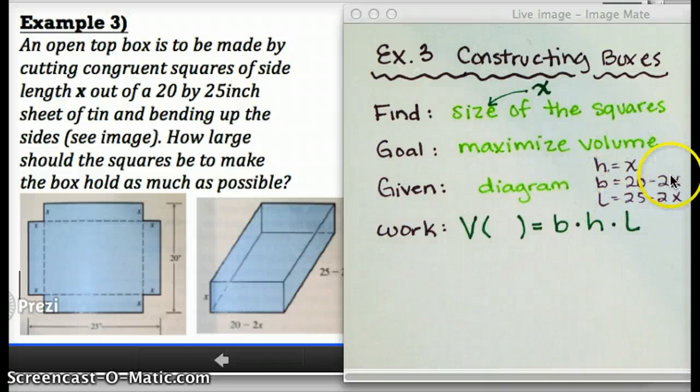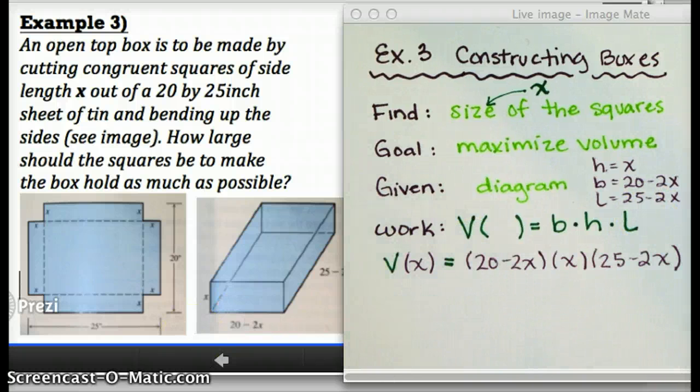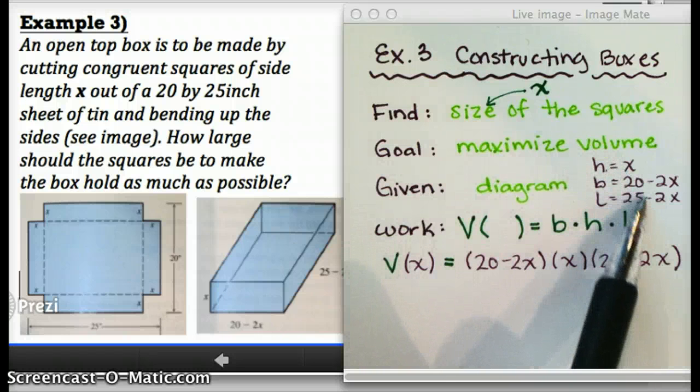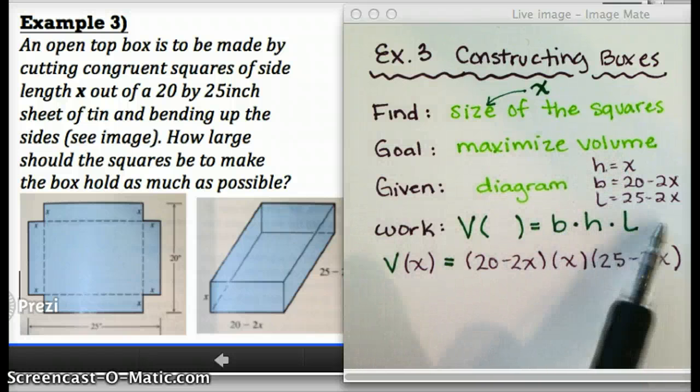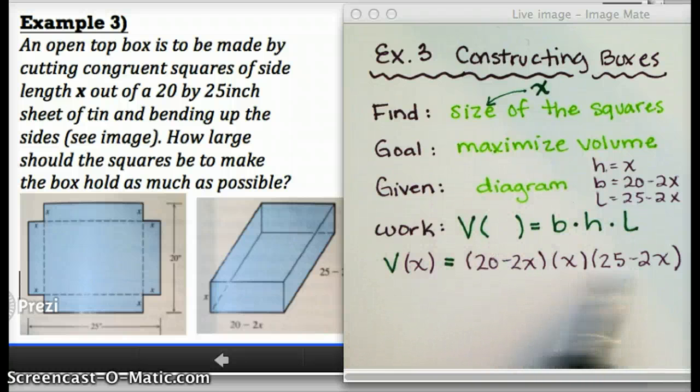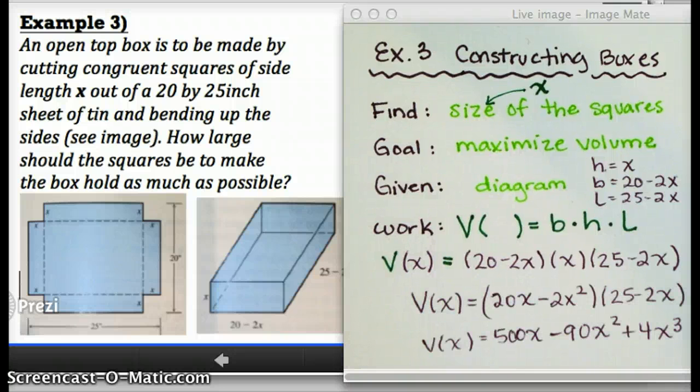If you see where these come from, the next step is to use them to create my volume function, which is really just a matter of plugging in the expressions using x for B and H and L, and we end up with an expression that only has one variable. And then I'm going to go ahead and simplify this expression so I get a simpler looking function. And I end up with a cubic function that looks like this. What's the next step in the process of doing an optimization problem? Yep, endpoints and critical points.